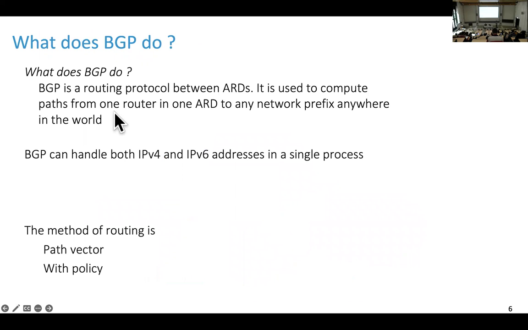What is the goal of BGP? The goal of BGP is, as I said, if you sit on a router and you want to find a path to a destination that can be anywhere in the world, you want to have a route there. You want to have a path there. And that's what BGP does. The method of routing of BGP is very different from OSPF and is based on 2 new concepts, which are called path vector routing and policy routing.